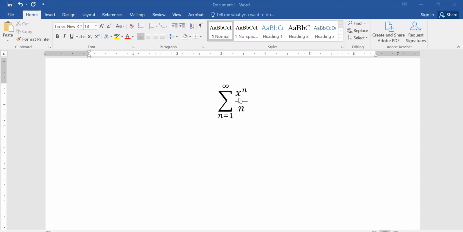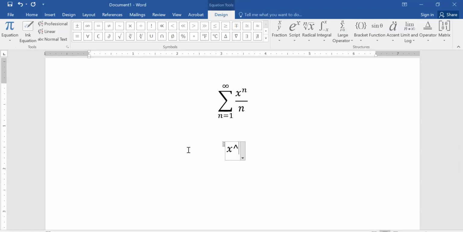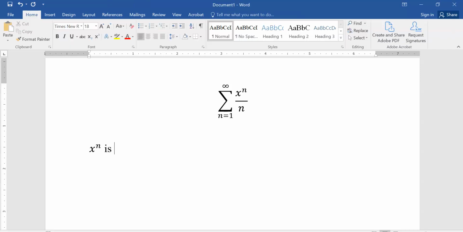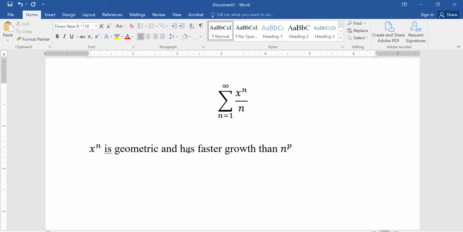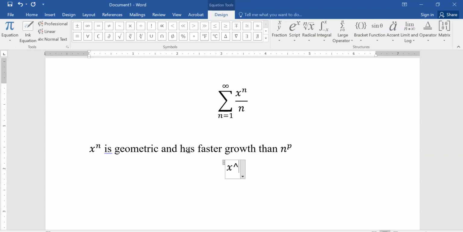So let's look at this. We have x to the n over n, and we're taking an infinite sum. So which part is going to dominate, the n to the first power or the x to the n? Well, this x to the n is geometric and has faster growth than any sort of n to any power, which in this case, we're talking about n to the first power. So x to the n is going to dominate.